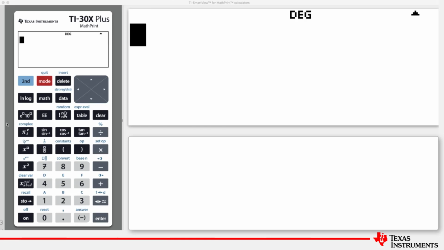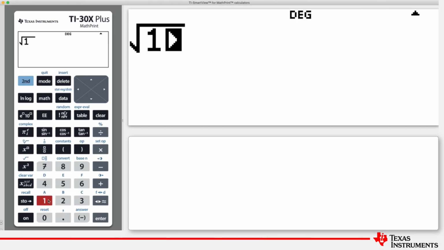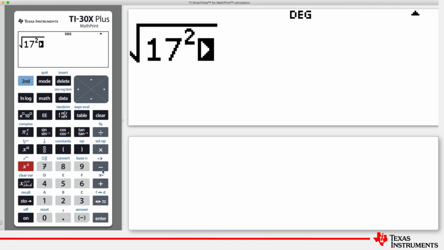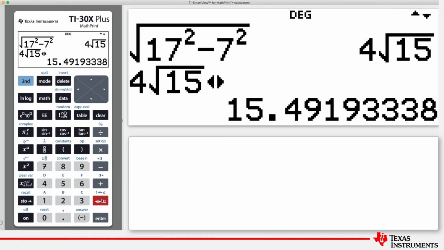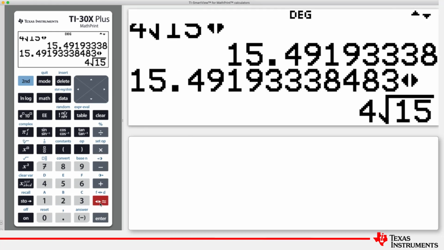Try this example of the square root of 17 squared minus 7 squared. The answer is given to us in the surd form of 4 root 15. Tap the answer toggle button and it converts to a decimal form now. Tap again to convert back to surd form.